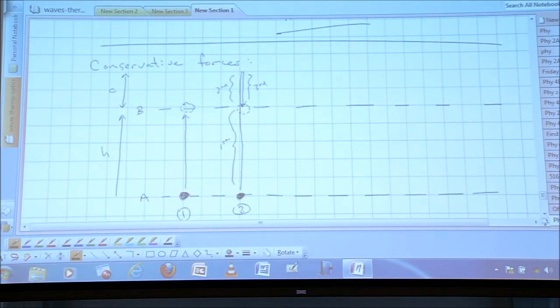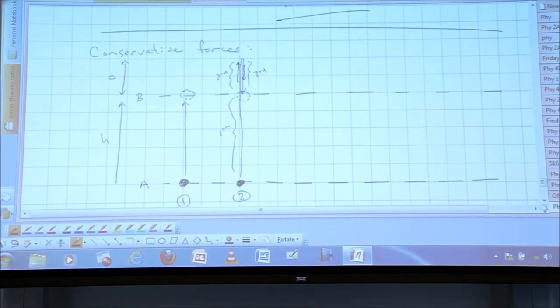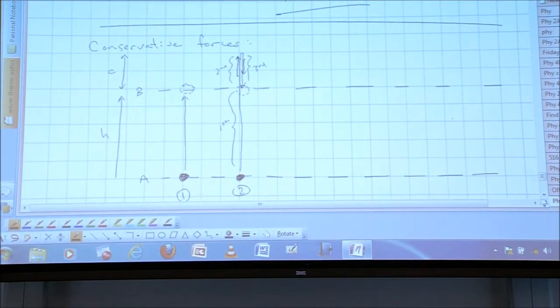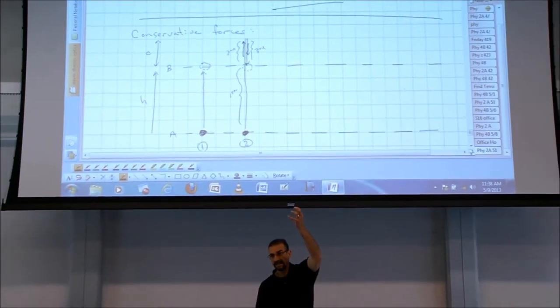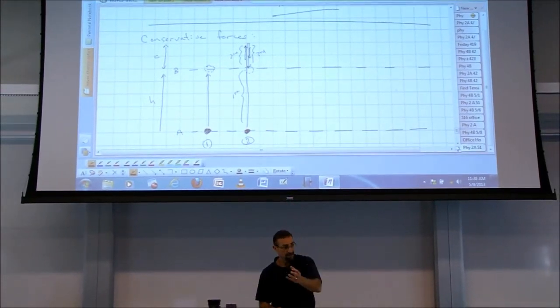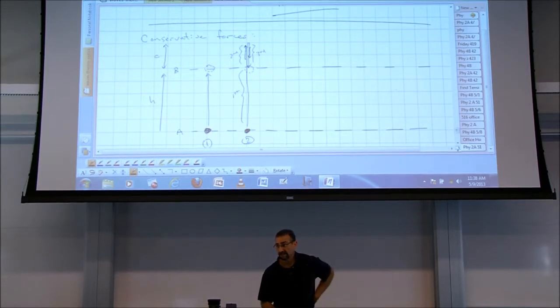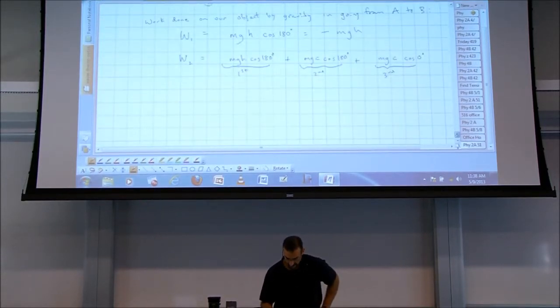So on our second section, we're going up, but the force of gravity is down. So we get a cosine of 180. In our third section, we're going down, and the force of gravity is down. We get a cosine 0. Right? In the second section, the force of gravity is doing negative work. It's slowing our object down. On the third section, the force of gravity is doing positive work. It would be speeding it back up again. We see that? So the work done by gravity over this whole thing is going to be negative mgh, negative mgc, positive mgc, negative mgh.